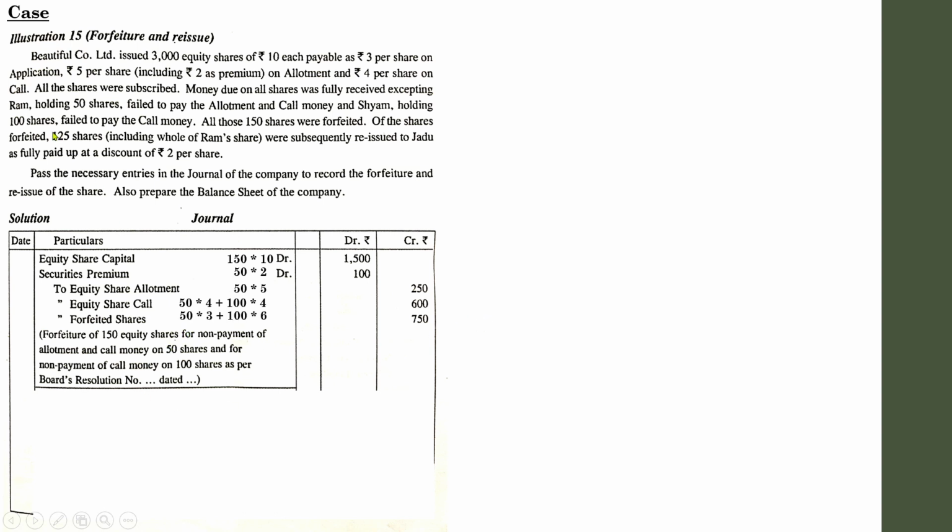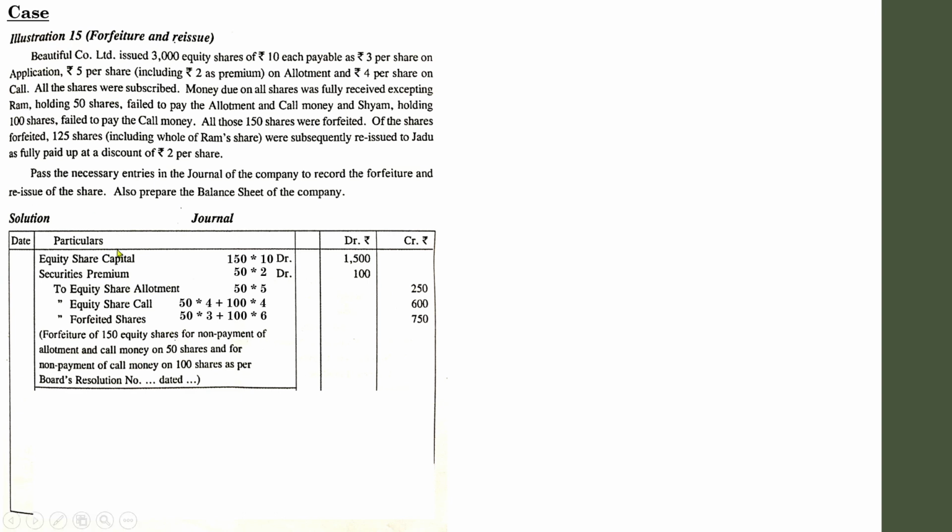50 shares held by Ram. Ram failed to pay allotment, so he had paid application money. Application is 50 into 3. Next one, Sham holding 100 shares failed to pay call money only. So you have to consider the value of application and allotment. Application is 3, allotment is rupees 3. Remember here Sham already paid the amount of premium.